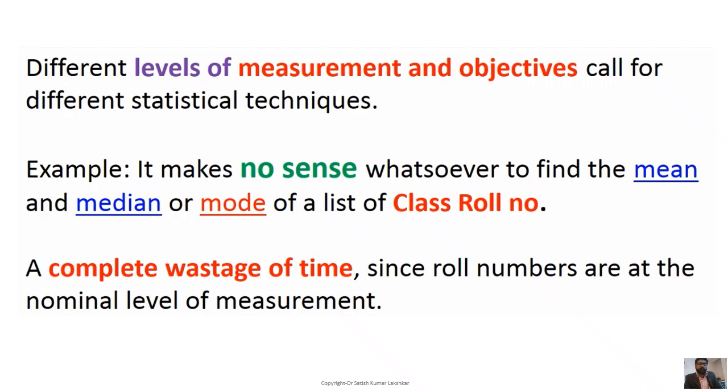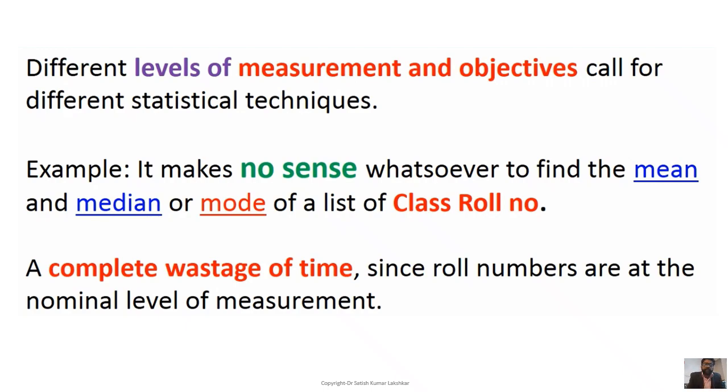Now different levels of measurement and objectives call for different statistical techniques. In this lecture we are talking about different types of analysis: inferential analysis and descriptive analysis. So descriptive analysis or descriptive statistics, similarly inferential analysis or inferential statistics. For example, it makes no sense whatsoever to find the mean, median or mode of a list of class roll numbers. This we already discussed.